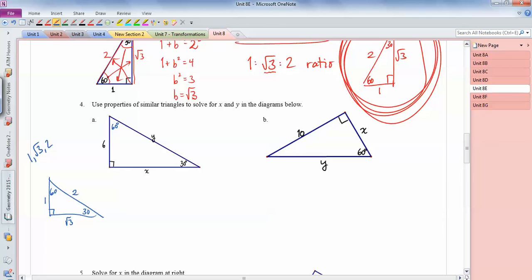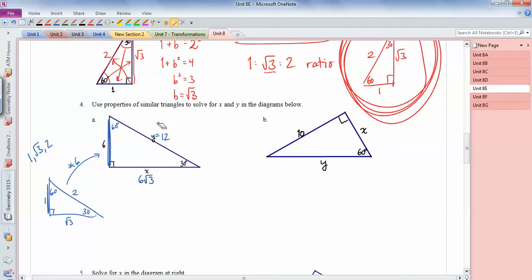Okay, so the 6 in this picture is like the 1 in this one. And so really to get from this basic triangle to the one that I'm working with, it's going to be a scale factor of 6. So if I just multiply everything by 6, I'm done. So 2 multiplied by 6 is going to be 12, so that's y. And root 3 multiplied by 6 is going to be 6 root 3, and then you're done.